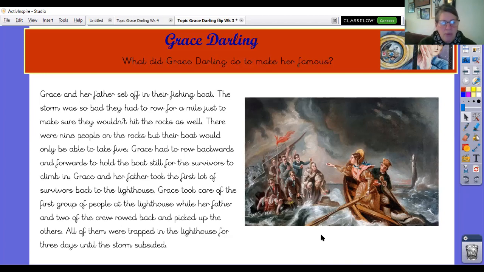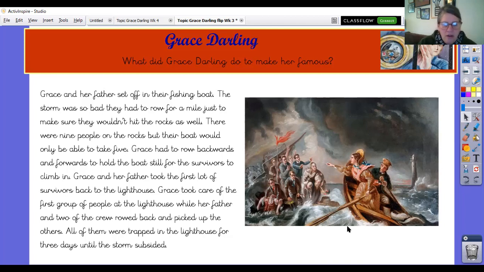There were 9 people from that shipwrecked ship that were clinging to some rocks nearby. But their boat, Grace's boat, could only take 5 of them. Grace had to row backwards and forwards just to make sure she could stay near the survivors in that little boat, while her father took the first lot of survivors back to the lighthouse.